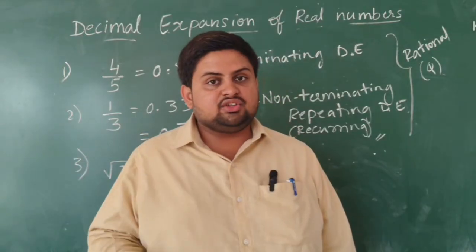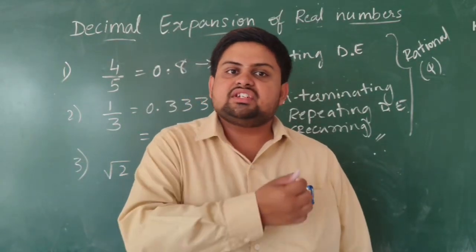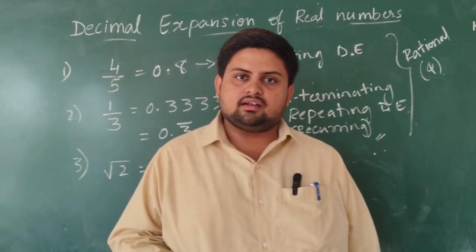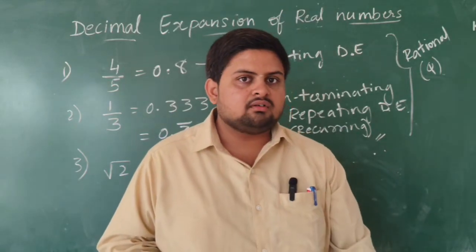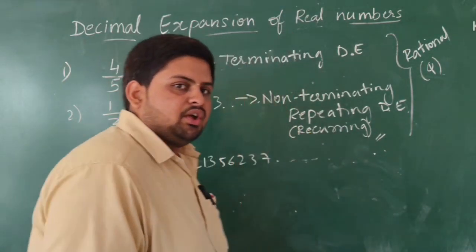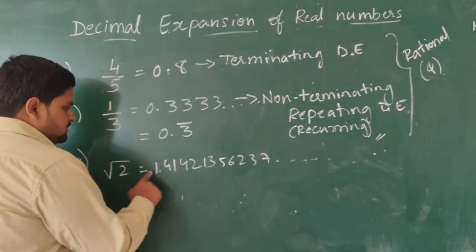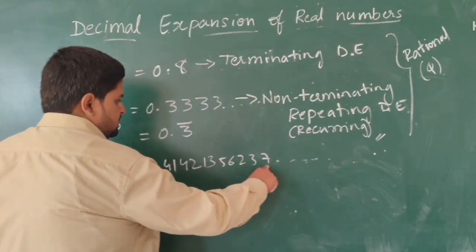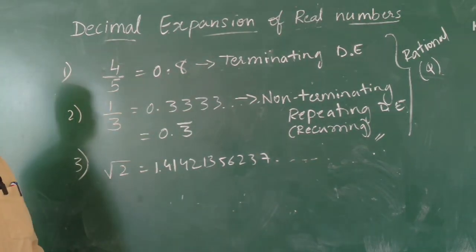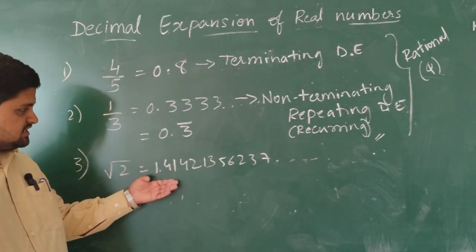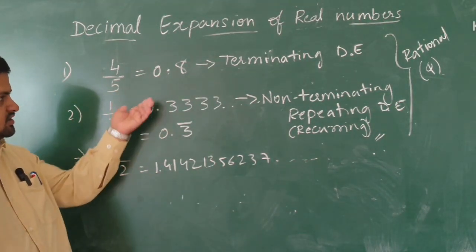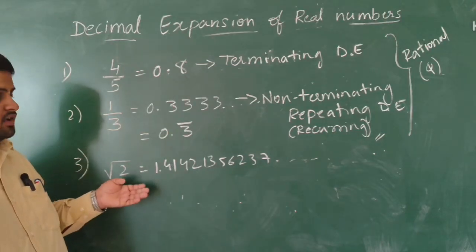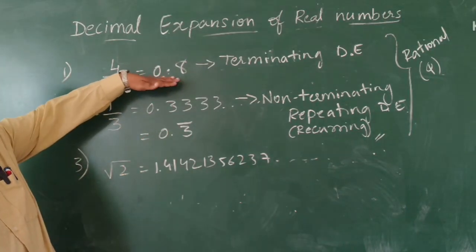In class 8, you might have studied the long division method of finding the square root of a number. If you apply that long division method, you will get the square root of 2 as 1.4142135623 and so on. Now what difference can you observe in this decimal expansion from these two?